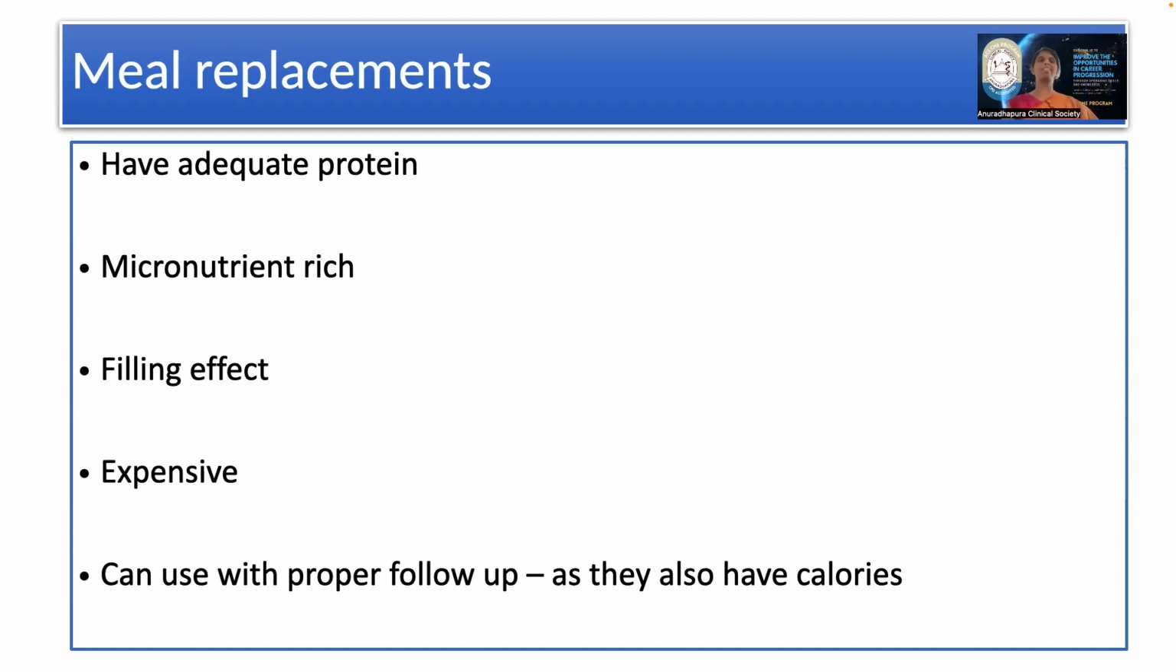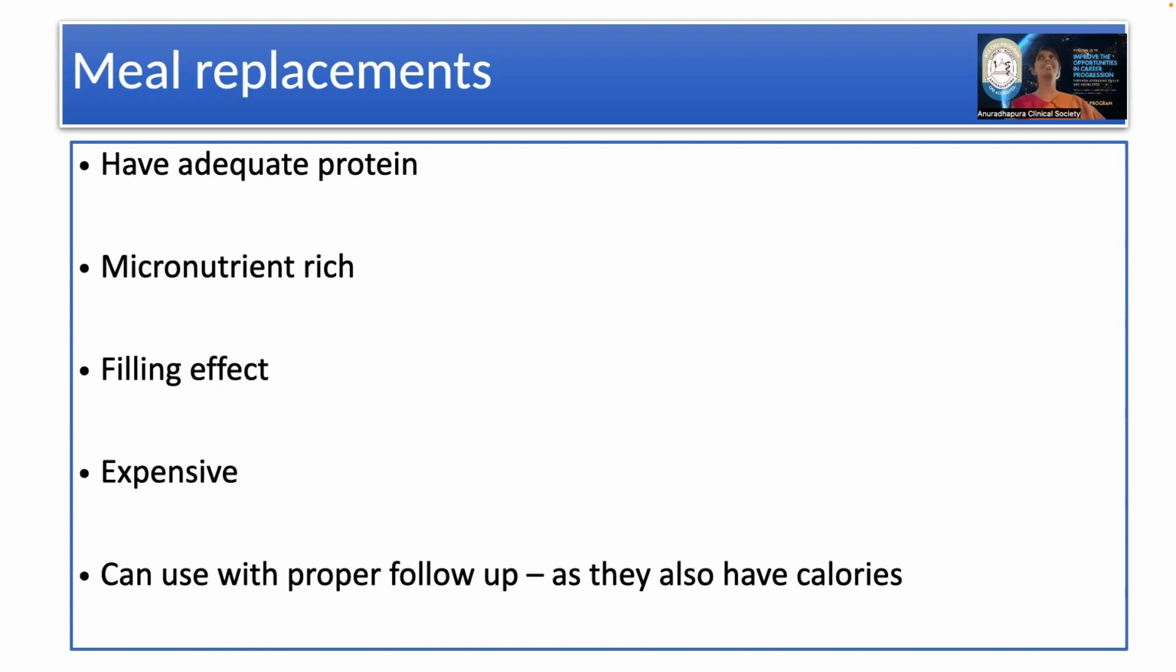And sometimes, without proper follow-up, if we take meal replacements, sometimes what they do is they take dinner, and for weight loss, they take meal replacement. But we should understand that these meal replacement supplements also have some amount of calories. Normally, 200 odd calories are there. So, if we are taking meal replacement, that is to replace a meal, not an additional drink.